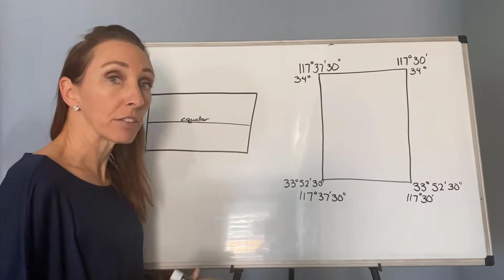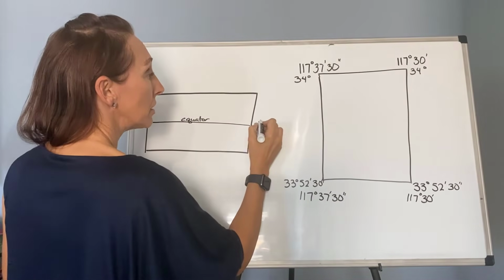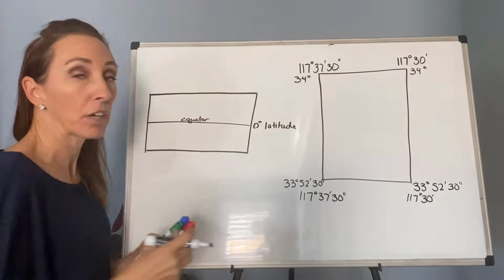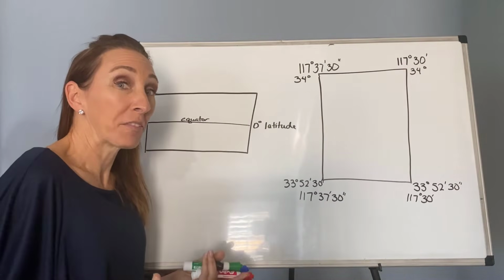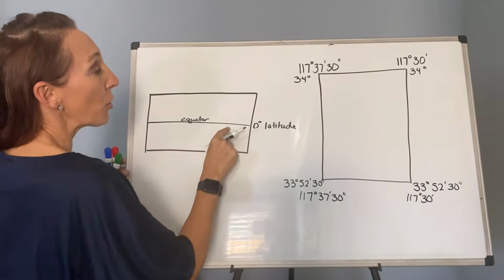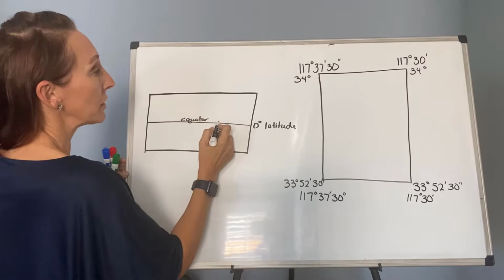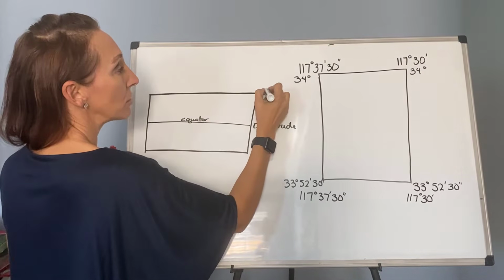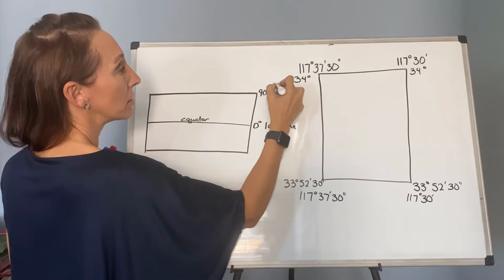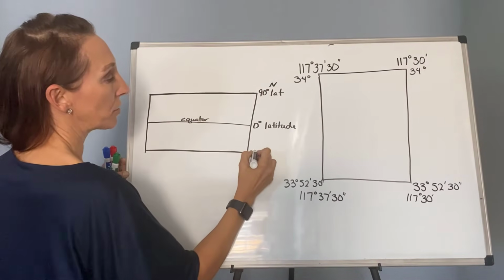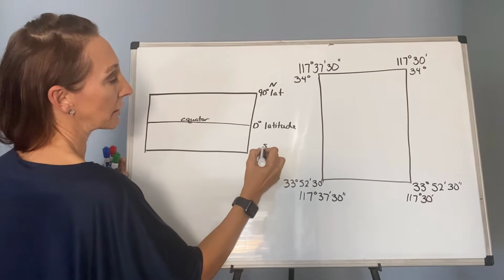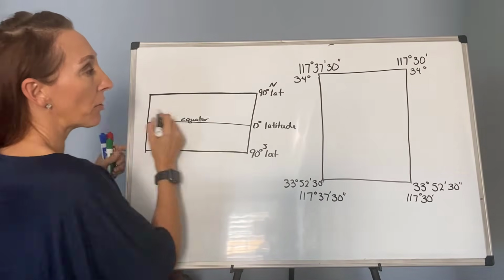And so this would be considered 0 degrees latitude. And that's because latitude is describing how far away you are from the equator. So if you're at the equator, you're 0 degrees away from that. Going north of that, you would go from 0 all the way to 90 degrees latitude, and that would be north of the equator. And then you'd have 90 degrees latitude here, so 90 degrees south of the equator. And then you'd have all the points in between.